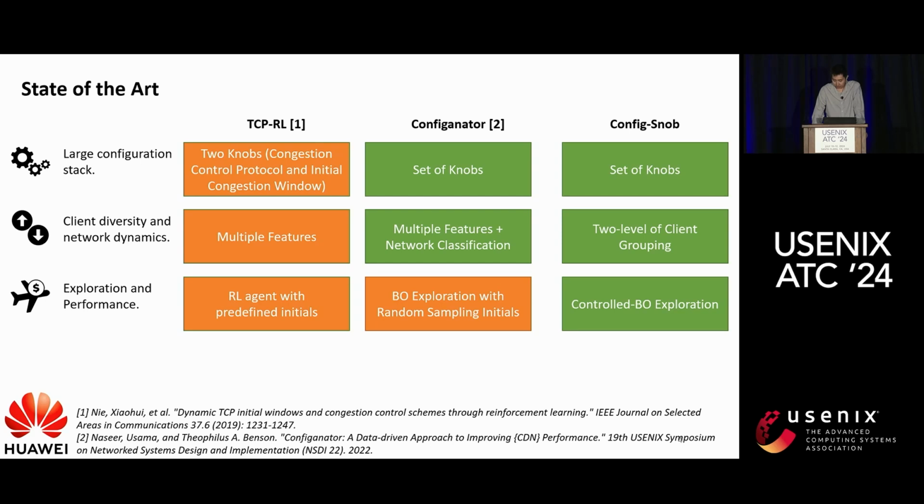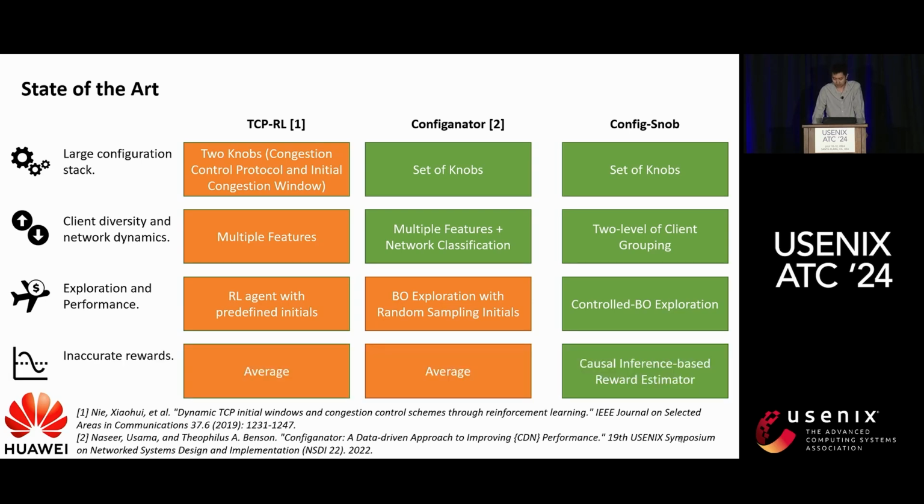Third, randomly selecting configurations leads to poor performance and typically suits a small and limited decision space. Existing approaches highly suffer from performance degradation in the exploration phase, impacting client connections. Clients cannot afford such poor performance, even for a few connections, before getting the optimal or near optimal. Here, Config-Snob uses a controlled exploration, which I will introduce later.